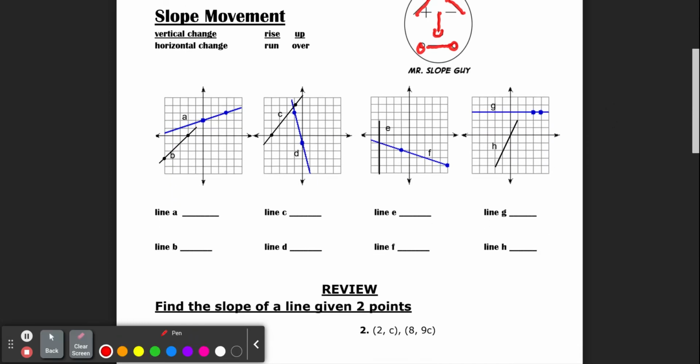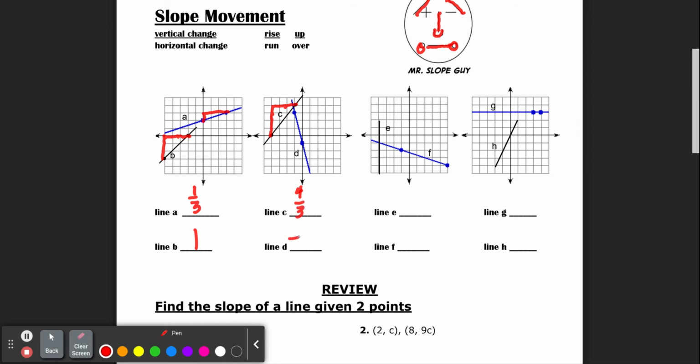Our movement is rise over run. So on line A, we're going to rise 1, run 3. So that gives us a slope of 1/3. Line B, we're going to rise 1, 2, 3 divided by 1, 2, 3. So 3 divided by 3 is 1. Line C, we're going to go up 1, 2, 3, 4 over 1, 2, 3. So it's 4/3.